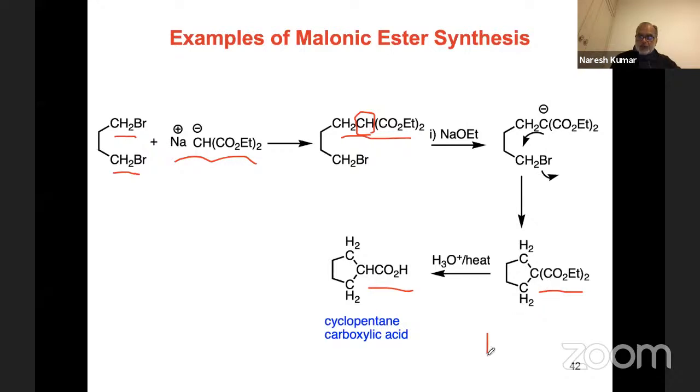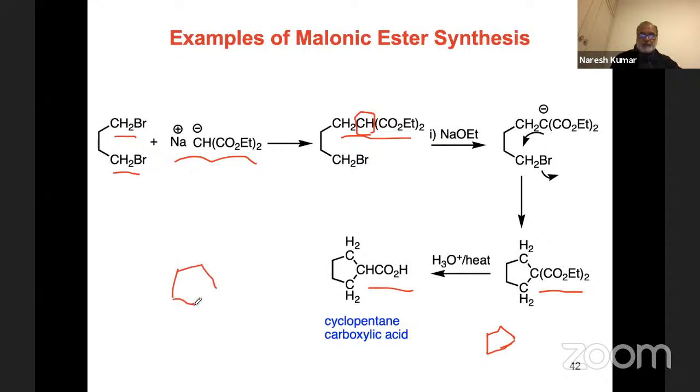You might wonder how this compound looks like. This compound simply is, I'm just trying to draw the 5-member ring. This compound simply is, I'll just try to draw it here so it's a bit clearer, just like this.